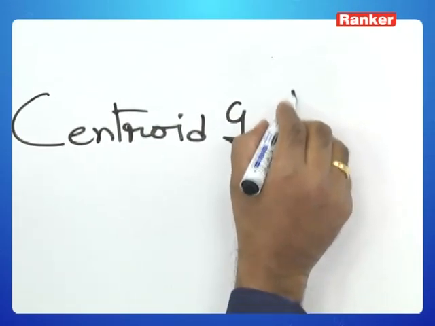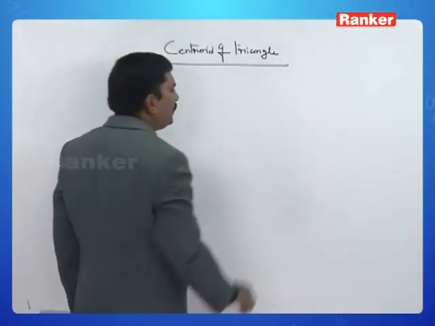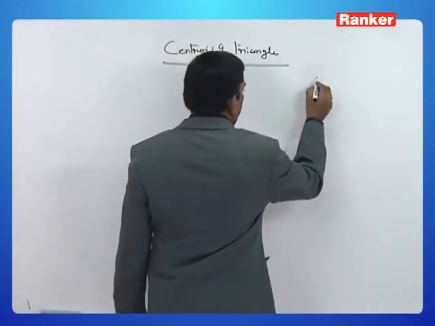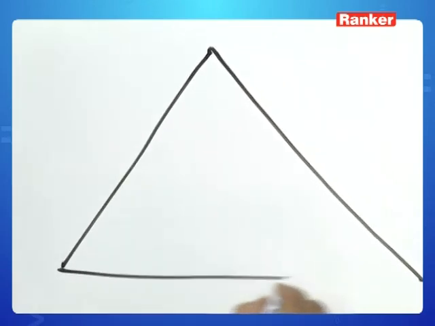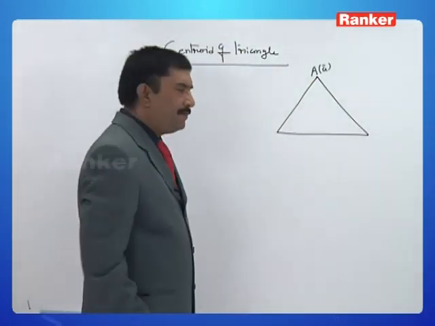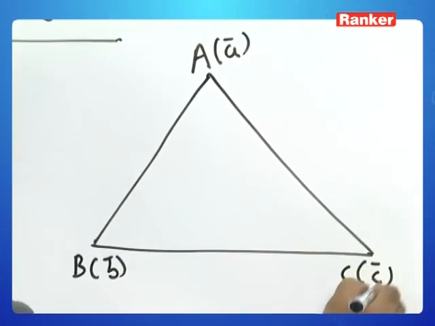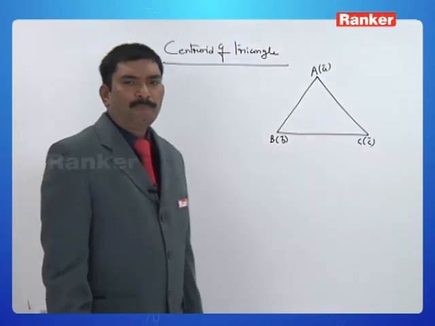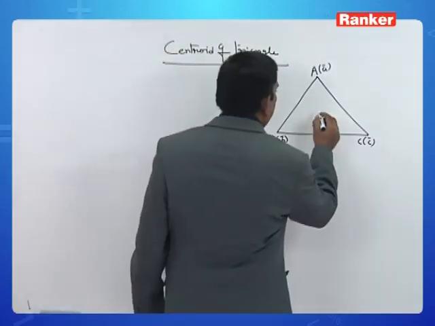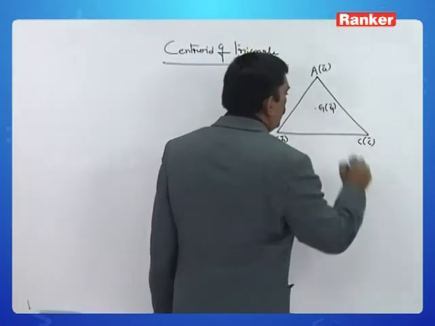Centroid of a triangle. In a triangle, I am going to take A of A bar, B of B bar, C of C bar. And this is centroid, G bar, right?